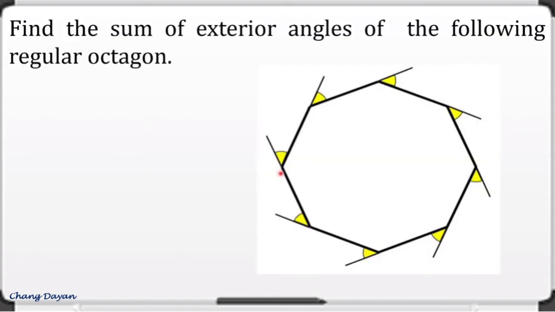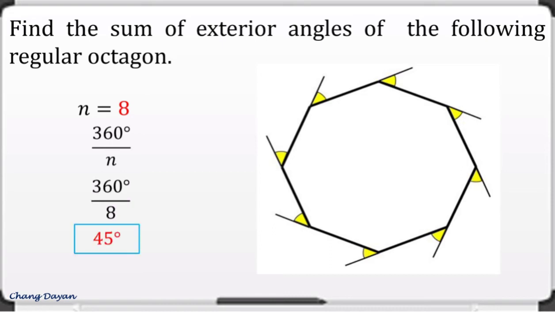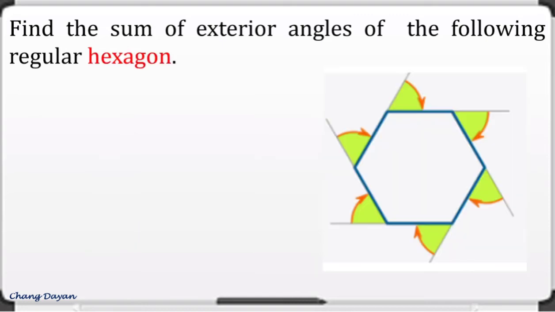So, we have here a regular octagon. Let's find the exterior angles, the ones in yellow. Okay? Using the formula, 360 degrees divided by n. Your n is equal to 8. So, 360 degrees divided by 8 is 45 degrees. So, each exterior angle measures 45 degrees.